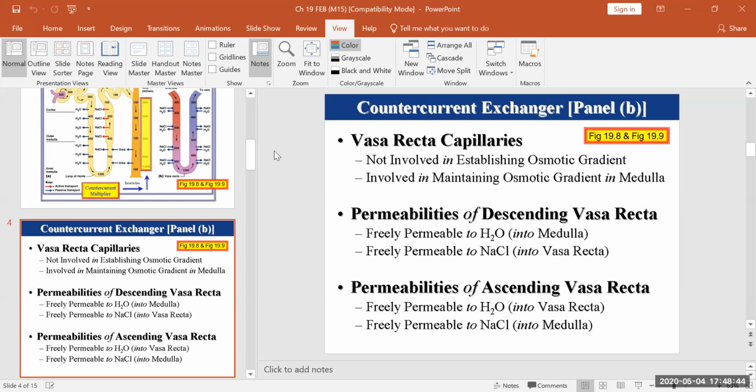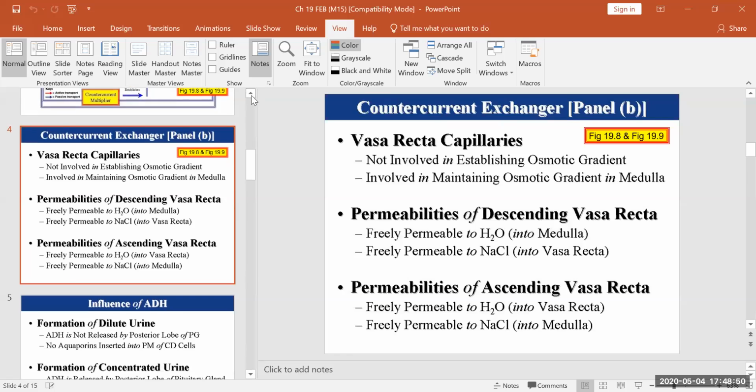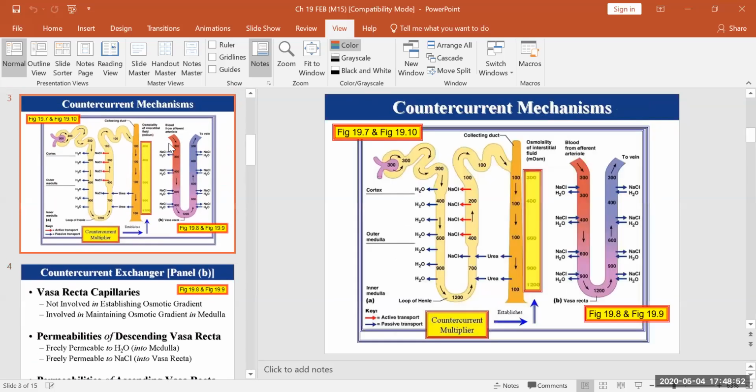Okay, so let me go back to the picture here. I don't think the next slide is, yeah. So it's the same picture. So this one here.